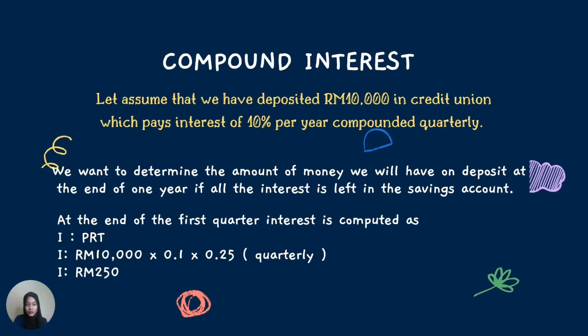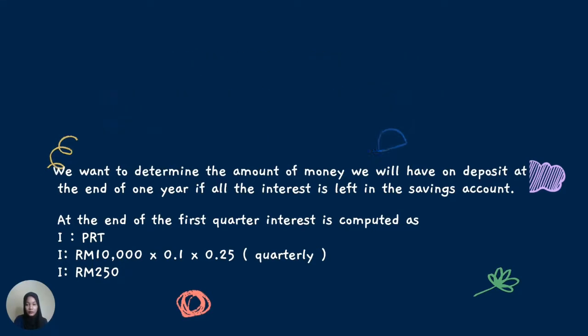At the end of the first quarter, interest is computed as I equals PRT, where I equals 10,000 times 0.1 times 0.25. Why 0.25? Because the question states that it is compounded quarterly. So the interest for the first quarter is 250.